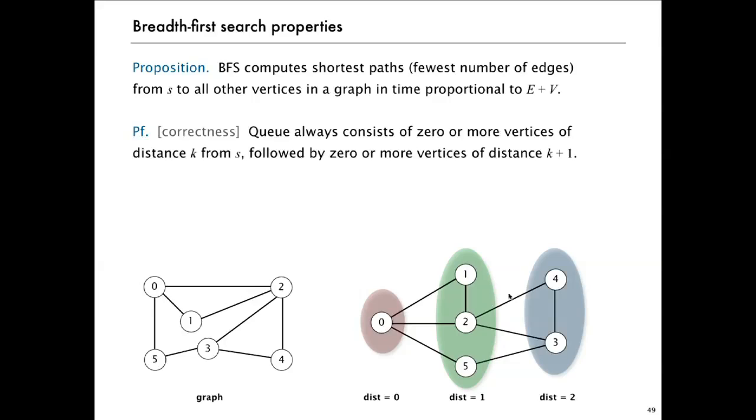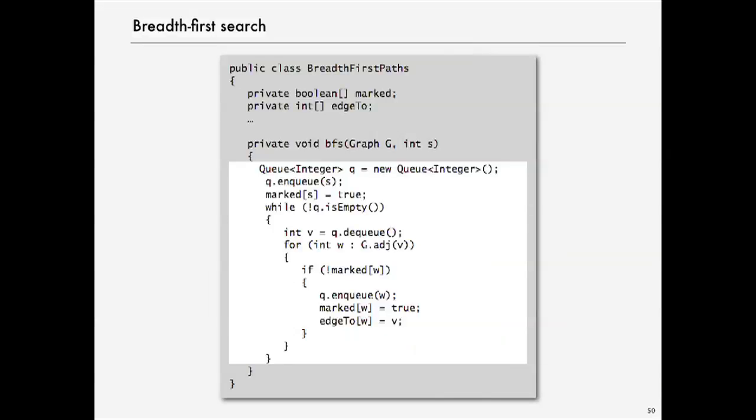And then when we're putting these adjacent ones on, we're adding the ones of distance 2. But we're not going to process any of those until we're done with the ones of distance 1 and so forth. So it's not hard to show that you always have one of the two distances from the source on the queue. And that means the first time we get to a vertex, that's the shortest path to that vertex. And again, the running time, we only visit vertices once because we mark them. So it's time proportional to the number of vertices plus the number of edges in the graph. So that's breadth-first search properties.